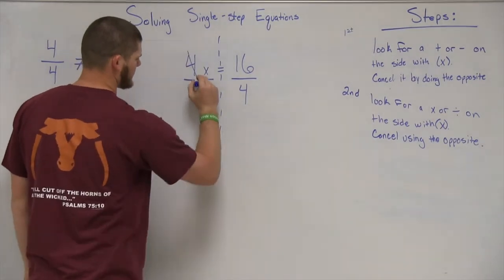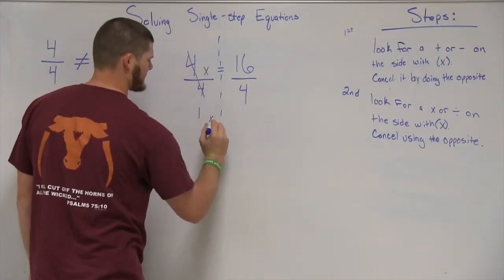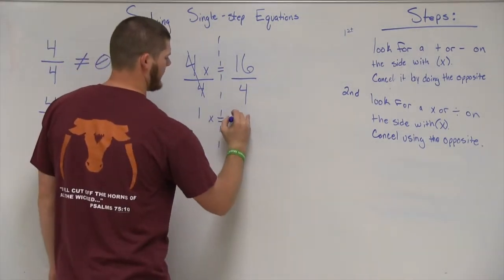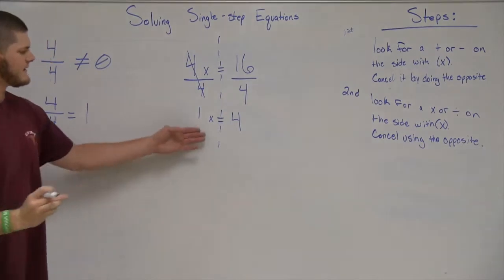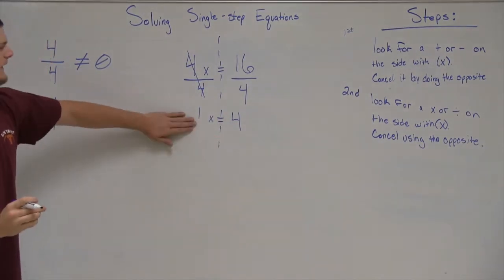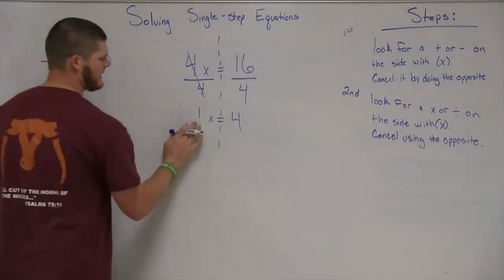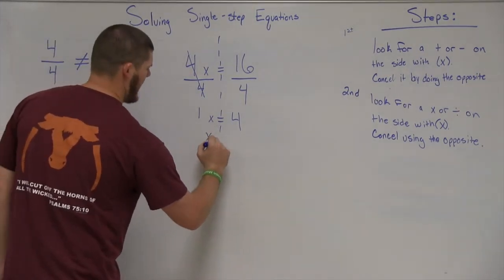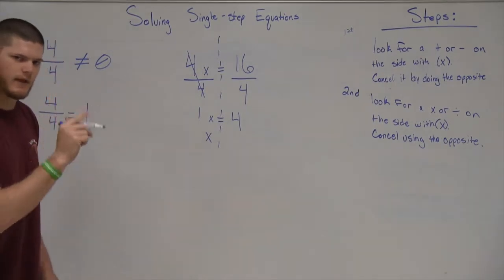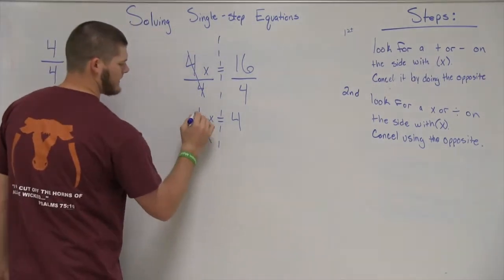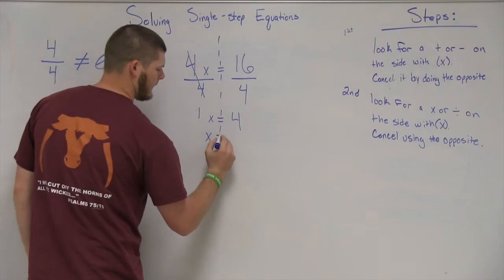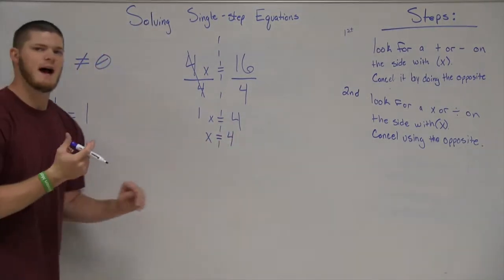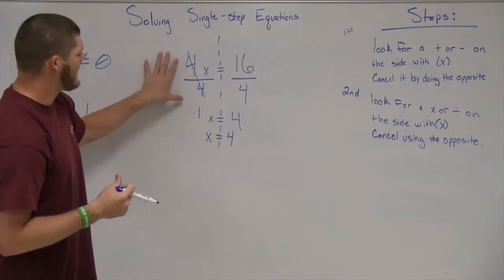So this becomes 1x. We divide 16 by 4 and we get 4. Now, this says that 1x equals 4. The 1 that we have is not necessary to write because the fact that we have an x indicates that there is 1 there. So we would get rid of our 1 and we end up with x equals 4. Alright? So that's how we do it if we have a multiply.